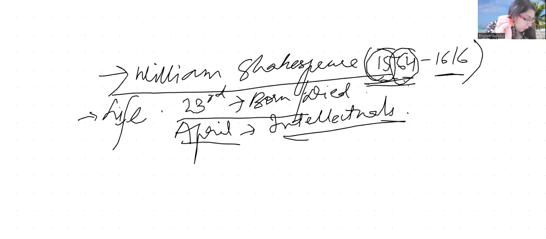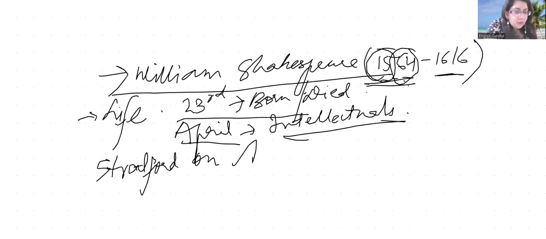He was born on 23rd April 1564 at Stratford on Avon. On Avon, right? Very important. Why am I saying it is very important? We will be having a look at it.